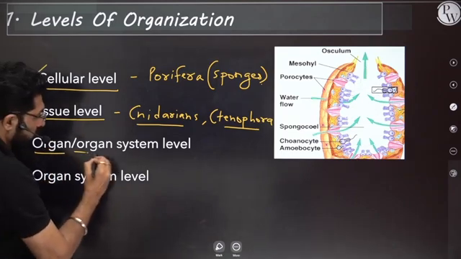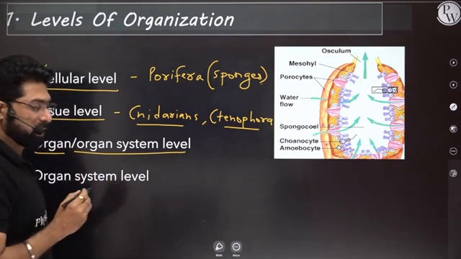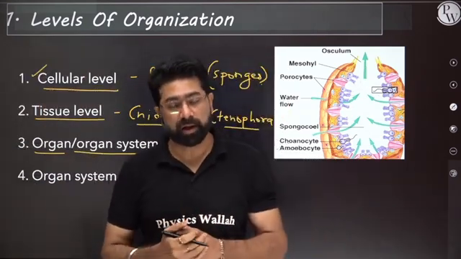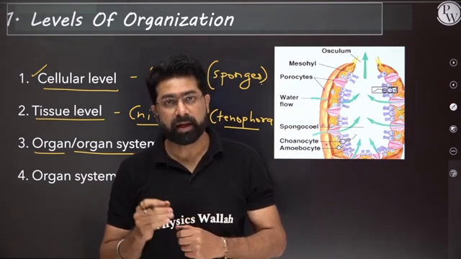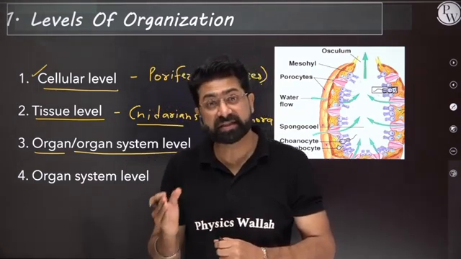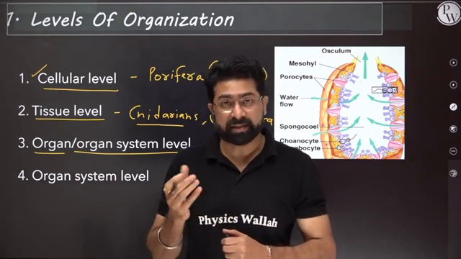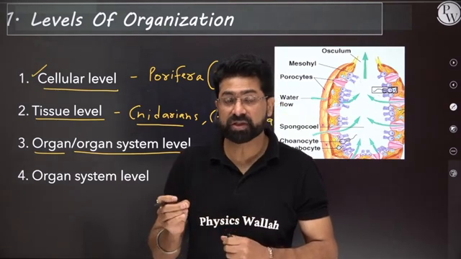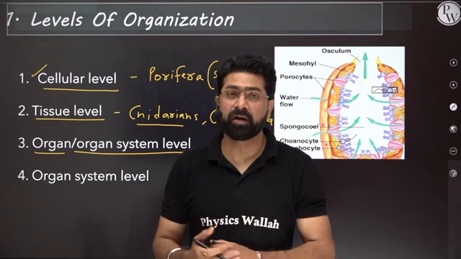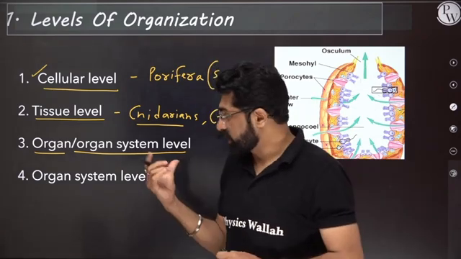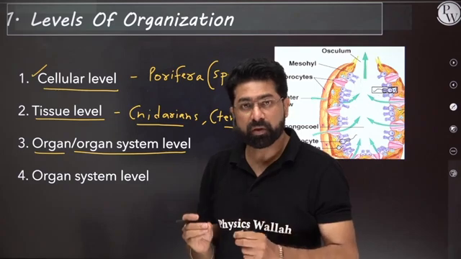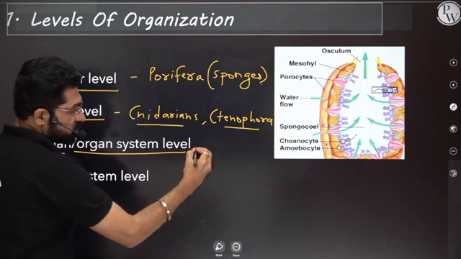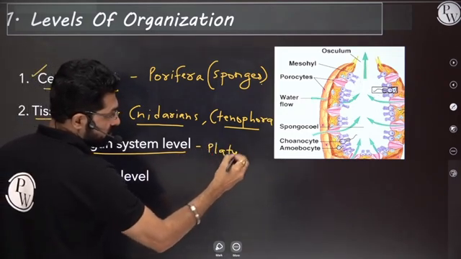Organ or organ system level. See, in Platyhelminthes you may think it is only the organ system level of organization. No, it is both organ and organ system. Why? Because organs have already developed in Platyhelminthes, but some organ systems like the reproductive system and the excretory system are very well developed. So in that case you have both types of level of organization in Platyhelminthes. So please write down: organ or organ system level is found in Platyhelminthes.